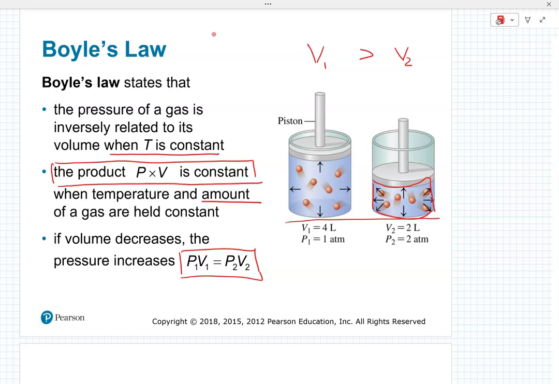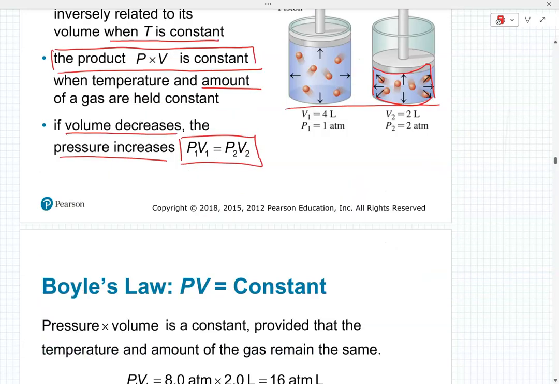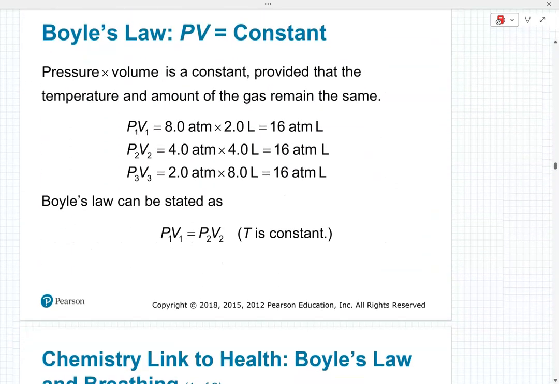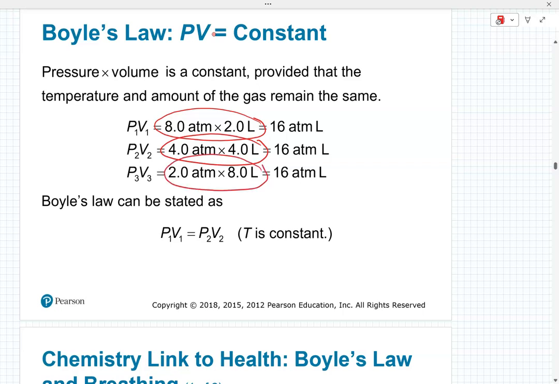Now, it works both ways, okay? So, volume decreases, pressure increases. But you can also establish the opposite relationship. If the pressure increases, the volume has to decrease. So these are different illustrations of this concept. In a system where temperature is constant and the amount of gas is constant, PV is constant as well.